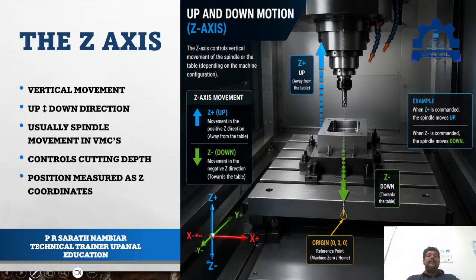The z axis is extremely important because it controls how deep the tool enters the material. Like in a simple drilling operation, we first position using the x and y, and then the z axis takes over. It will go deep into the workpiece.